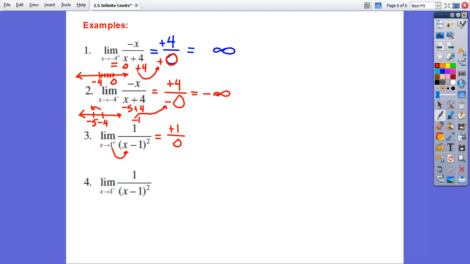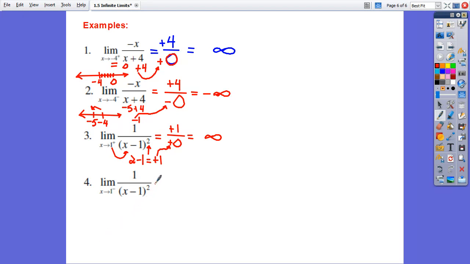What I meant by fairly intuitive is, no matter what side I come from, if I square a value, isn't it always going to be positive? So you can try from the right-hand side of 1. Just plug in 2. 2 minus 1 gives you a positive 1, and a positive squared is positive. And remember, all I'm doing is stealing the sign. Don't put the number there, just put the sign. We already know this is going to be infinity or negative infinity. We just got to figure out the sign of it.